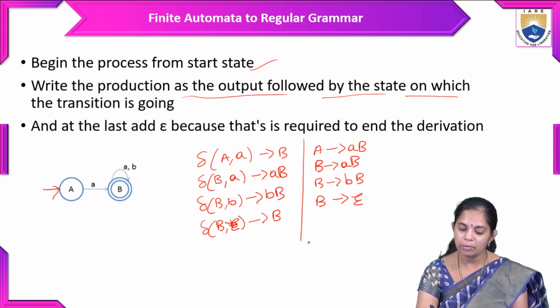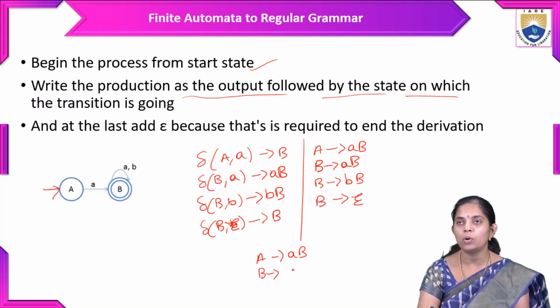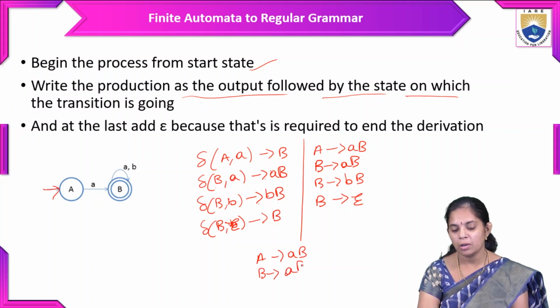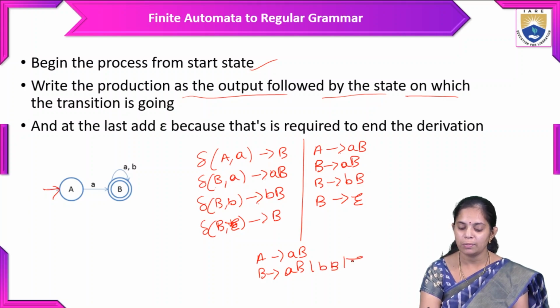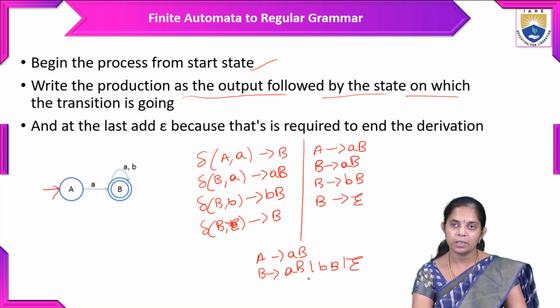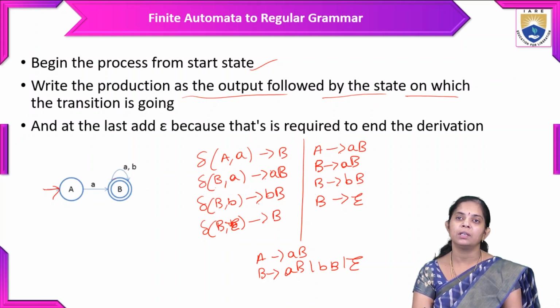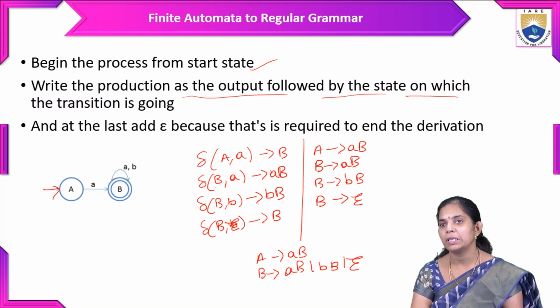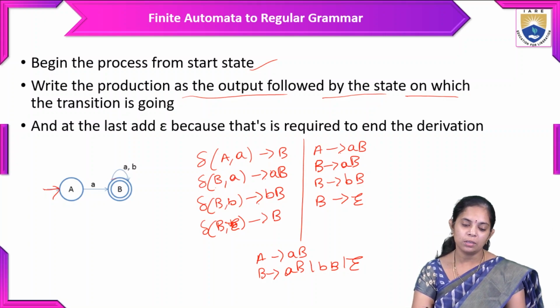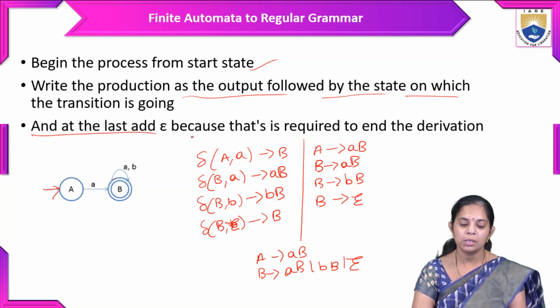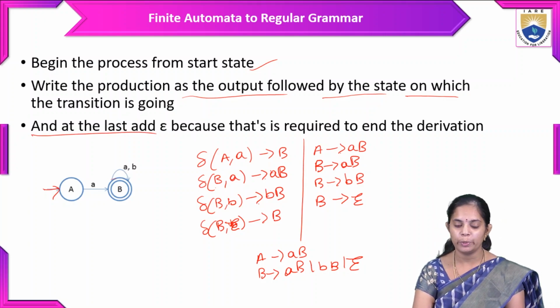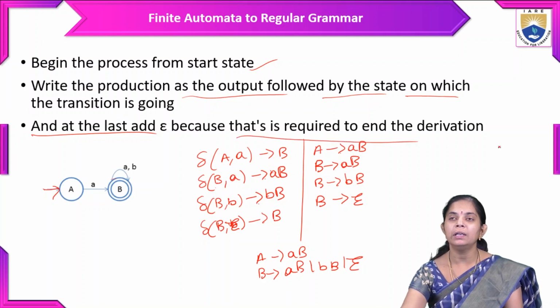So here we will write the production rule as A tends to AB, and B tends to, we have two options, either it starts with A or starts with B, and also we have the epsilon symbol. So when we represent a state as a double circle, that is a final state, which is having the epsilon symbol. That's why we add the epsilon symbol, because that is required to end the derivation.